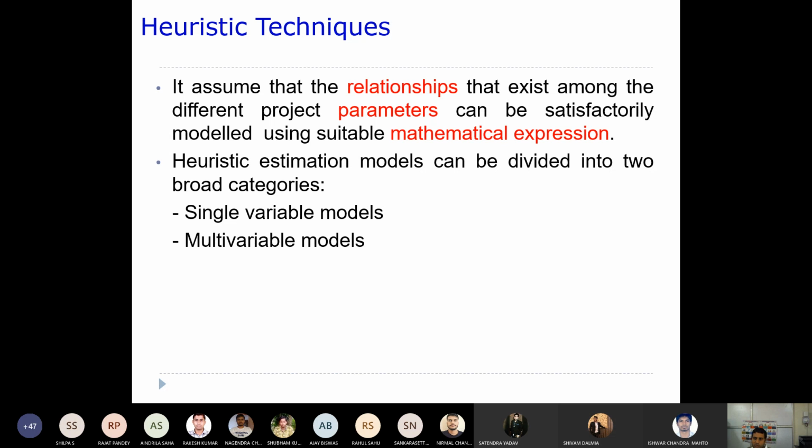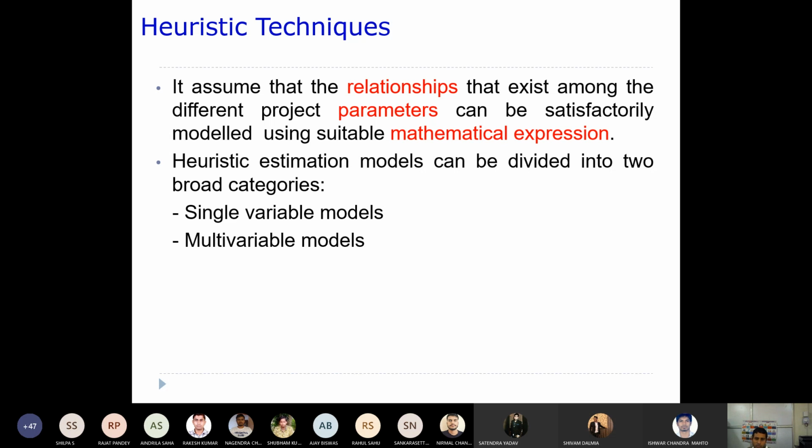Now these heuristic estimation models can be broadly classified into two. One is the single variable model and the other one is the multivariable model, right? So you understand. Your mathematical equation will have a single variable, or your mathematical equation will have multiple variables.